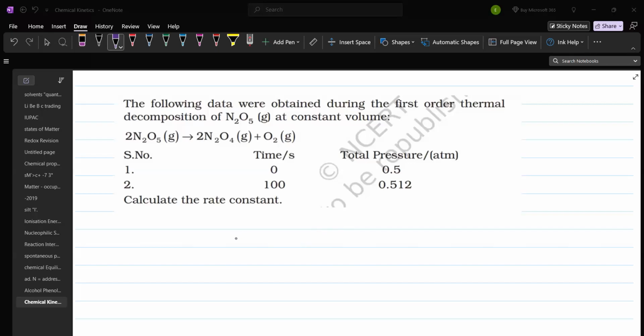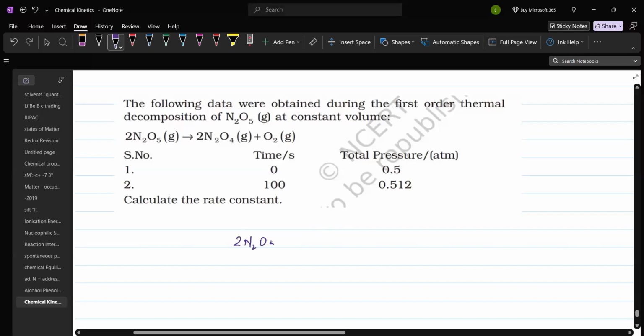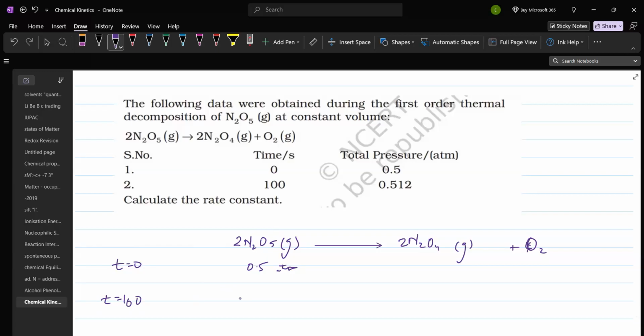So first of all, let's write the equation. Have you understood the question, Rishita? So at time 0, we have the pressure 0.5 atm of what? Of N2O5 only. Now after 100 seconds, what we will see here is that this N2O5 will decompose, right?